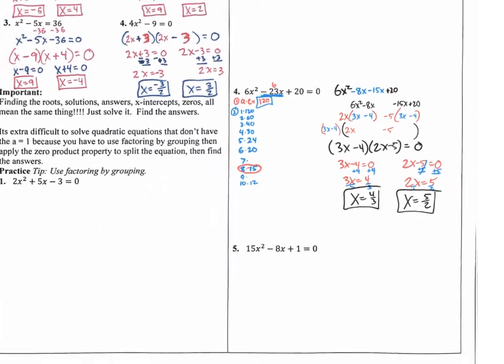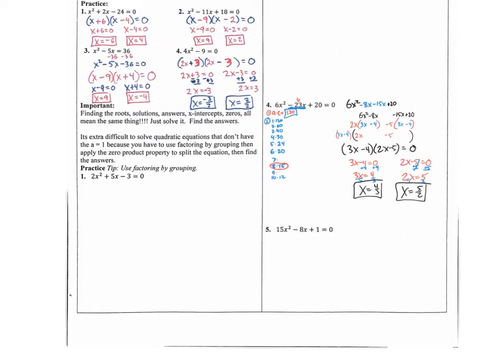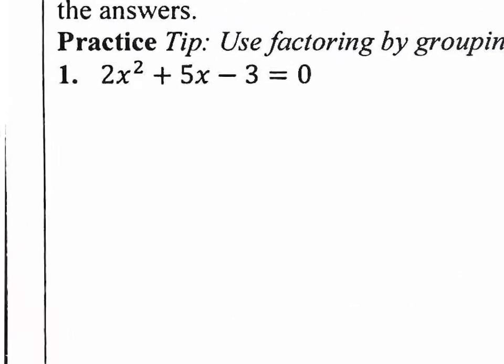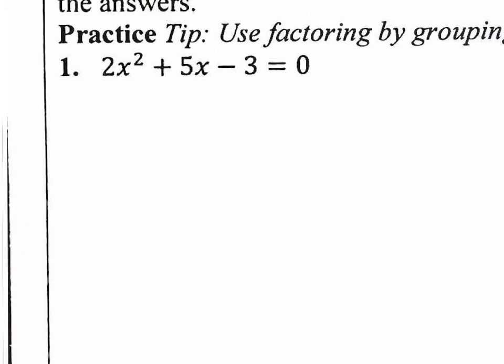So, I hope that we can now complete the rest, right? How would you start number 1? That's right. Everybody write down number 1, a times c. What's the answer going to be? Negative 6.